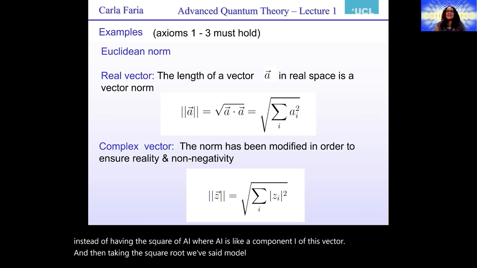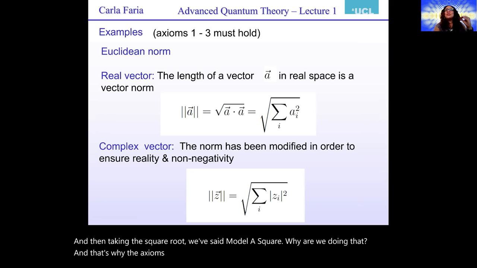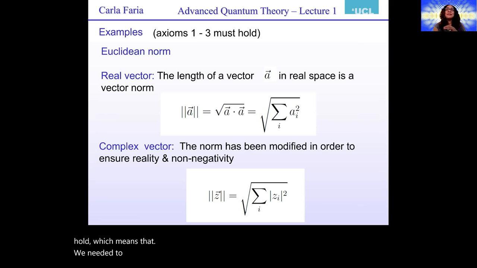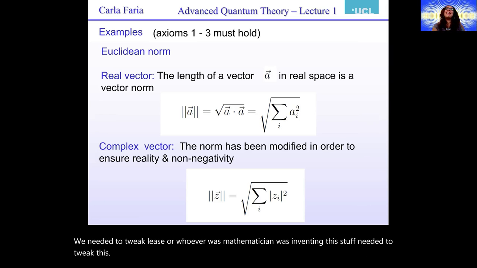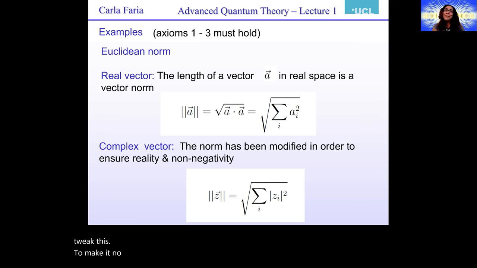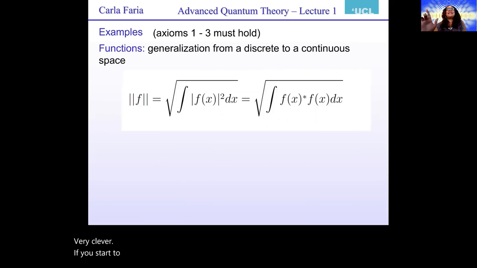Why are we doing that? And that's where the axioms come in, because you need to guarantee that the axioms are going to hold, which means that we needed to tweak this, or whoever the mathematician was who invented this needed to tweak this, to make it non-negative and to make it real, right? Very clever, if you look it up in more detail.